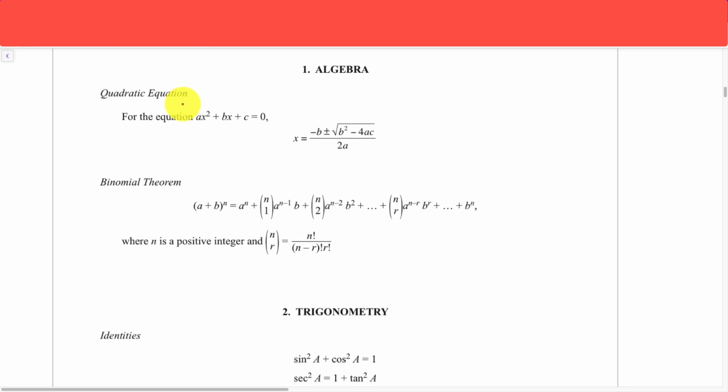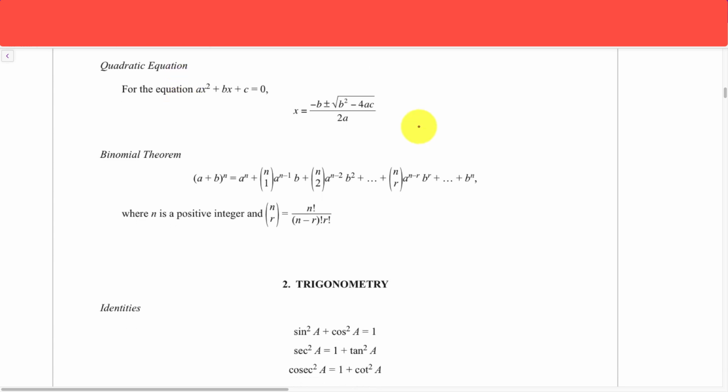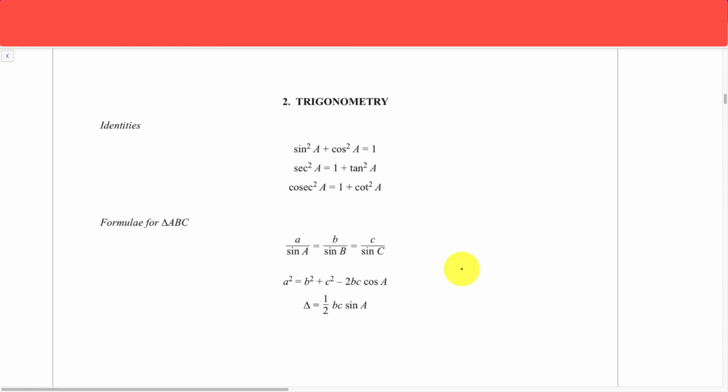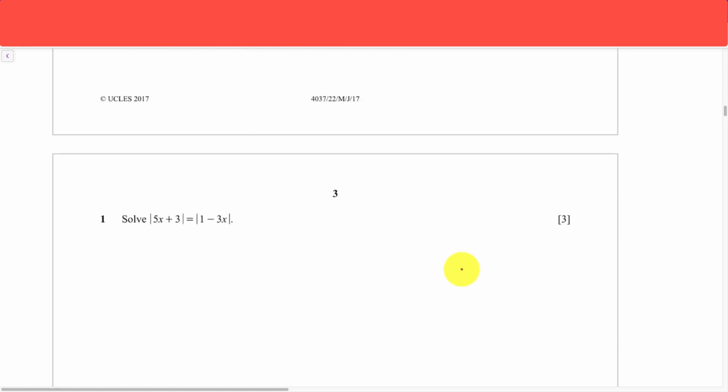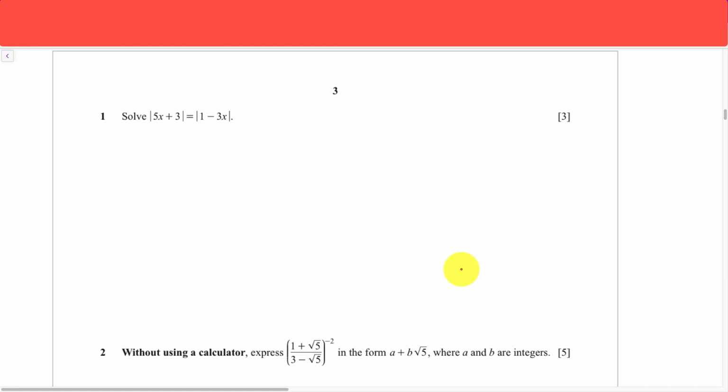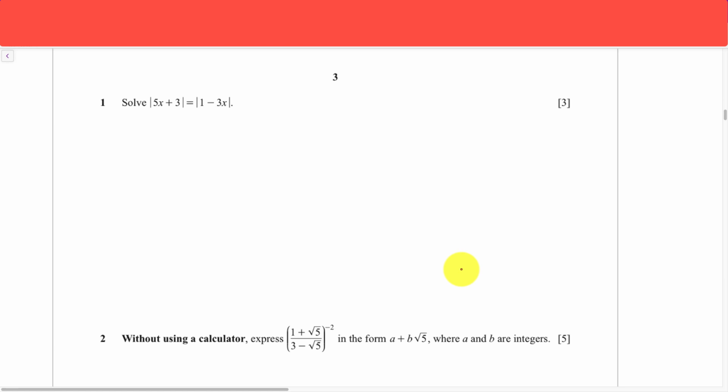Alright, this is the formula list. You have a quadratic formula, you have a binomial formula, and then some trig formulas over here. Alright, so let's have a look at this question. Okay, this is a 3-mark question.